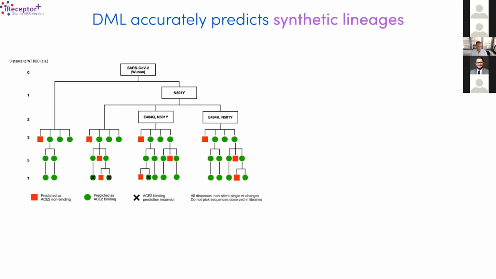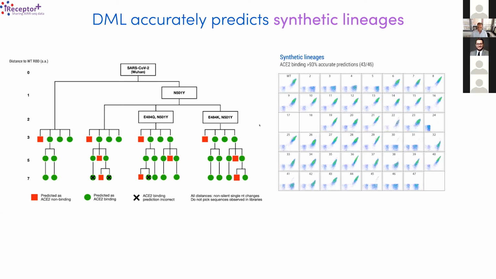So this is the distance. This is now 3 mutations from wild type. This is 5. This is 7. And we made predictions using the machine learning models on whether these additional mutations in these lineages would lead to ACE2 binding or non-binding. It's a bit of a spoiler alert, but of these 46 sequences, we were correct 43 out of the 46. And how did we confirm it?